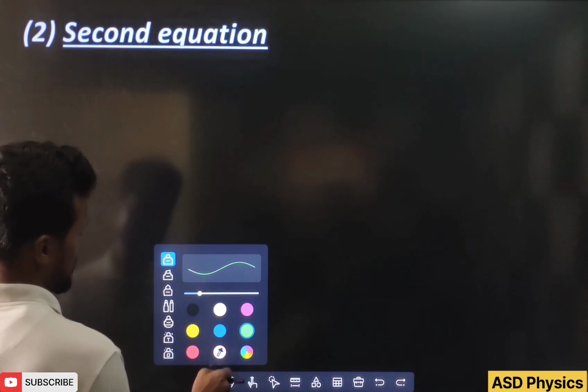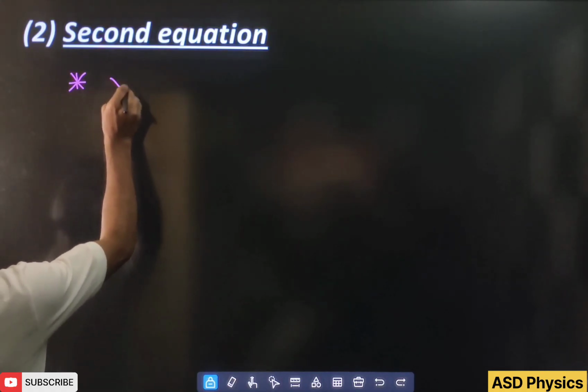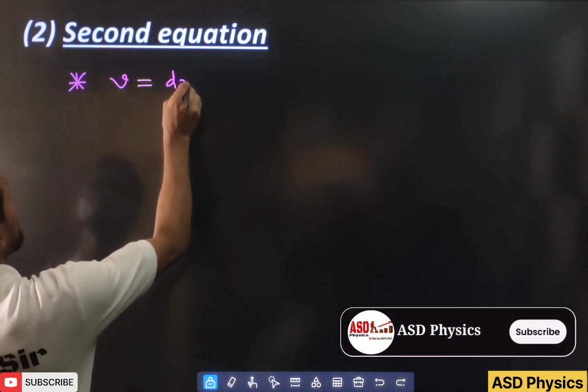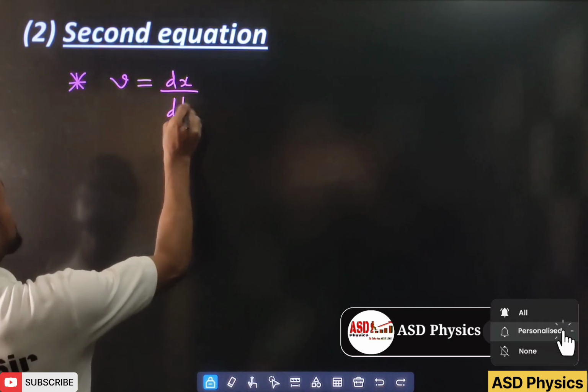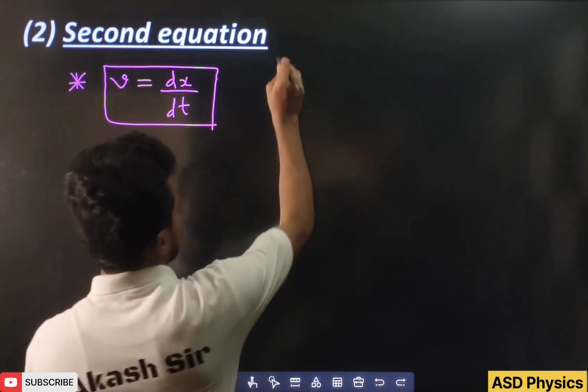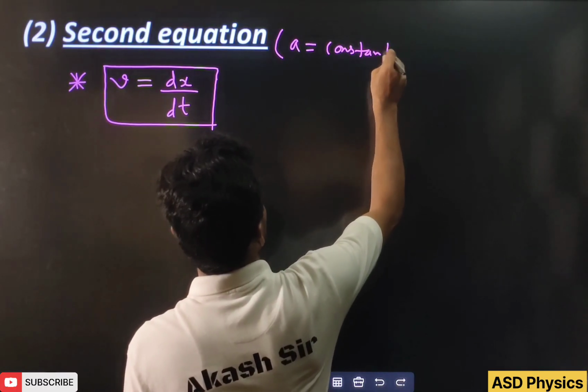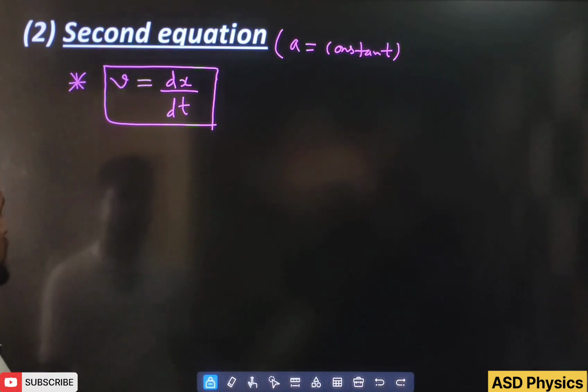For the second equation, remember that it will always start with this one here. See, we will start here, v equal to dx by dt. Now this is the basic, v equal to dx by dt. The second equation will start from here. And again I am telling you, a is constant, uniformly accelerated motion. Okay.